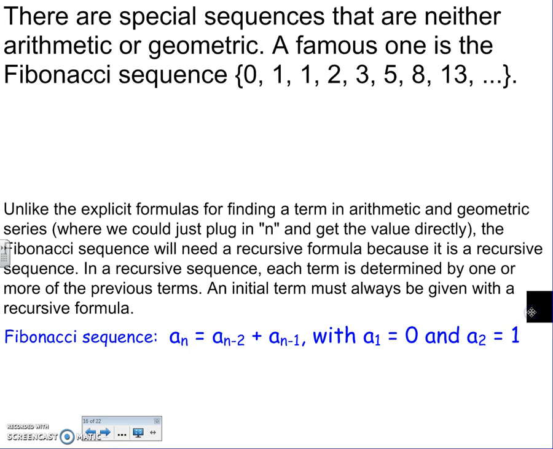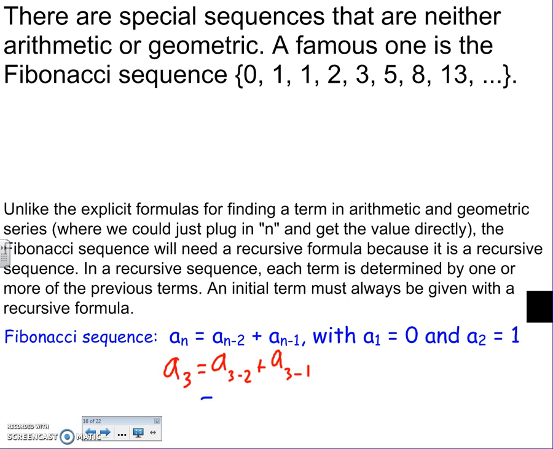The formula for Fibonacci is a sub n equals a of n minus 2 plus a of n minus 1 with the initial terms given. A sub 1 is 0, a sub 2 is 1. So let's plug it in and check. Say I want to figure out what a sub 3 is. A sub 3 means a of 3 minus 2 plus a of 3 minus 1.